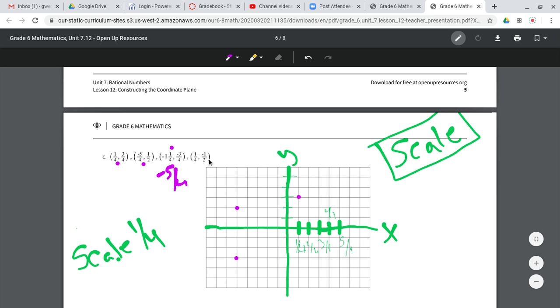And last but not least, we have 1/4 and -1/2. So we're going to start at 0, 0, the origin, and we're going to go over 1, and then we're going to go down 1, 2. Because remember, 1/2 is the same thing as 2 fourths. So in this case, a -2 fourths. So these are our points.